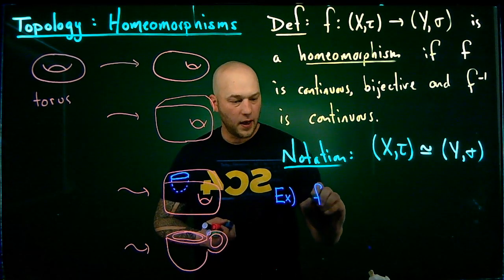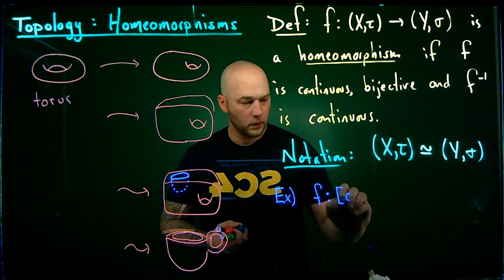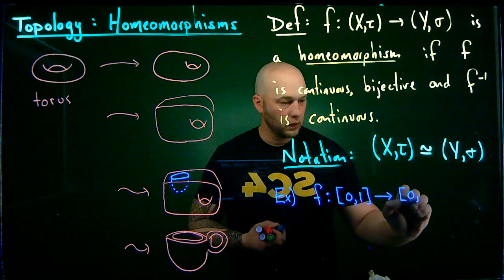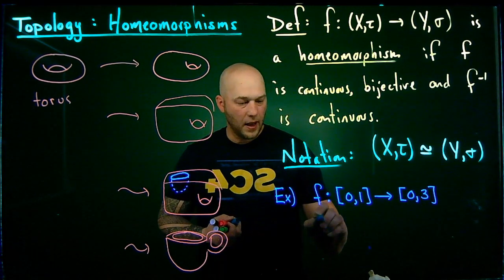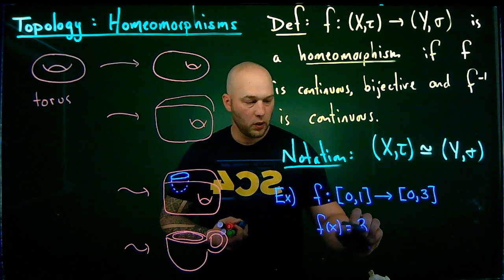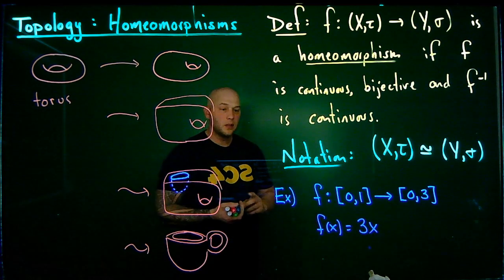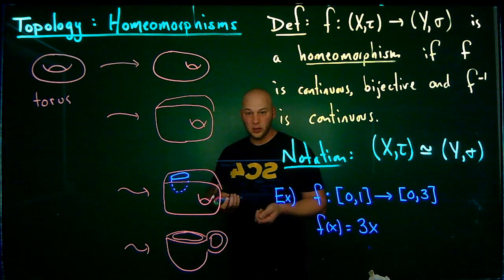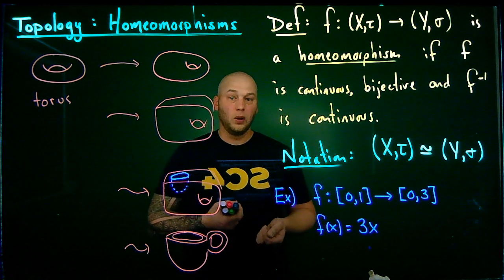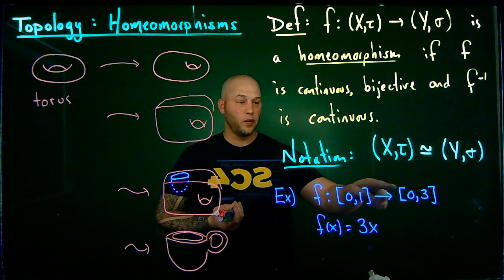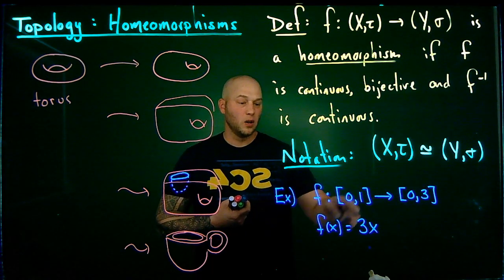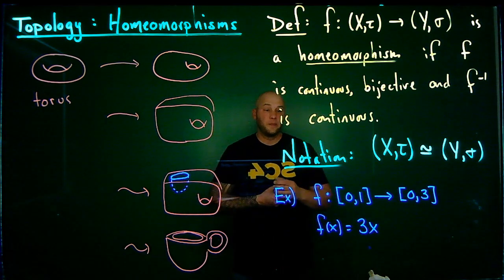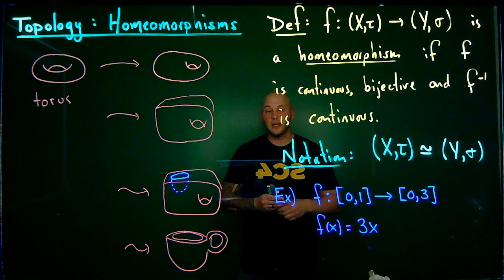Let's take the function f from (0, 1) to (0, 3), given by f of x is equal to 3x. All right? Well, let's look at some properties of this function first. First and foremost, the function 3x is continuous. It's invertible. It's bijective because (0, 1) goes to (0, 3). If I plug in 0, I get 0. If I plug in 1, I get 3. It's a bijection between those. And its inverse, which would be x over 3, is continuous as well.